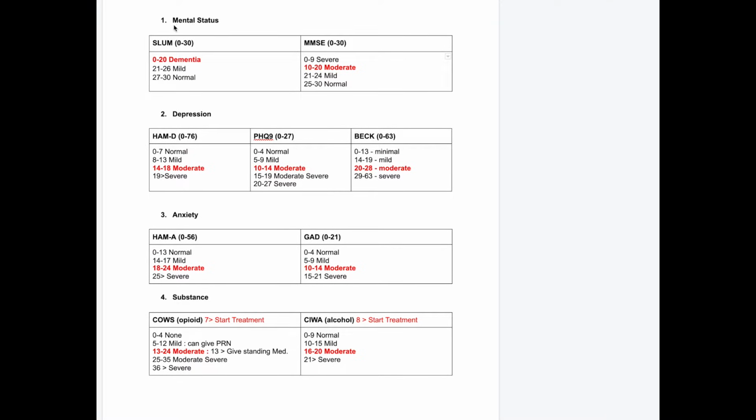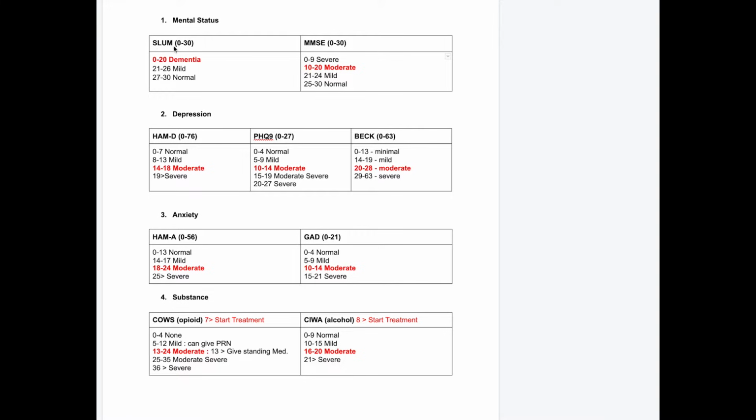The first category is mental status. The second category is depression. The third category is anxiety, and the fourth category is substance. Okay, so in the first category, there are 2 scales that you can use. You can use the SLUM, or you could use the MMSE scale.